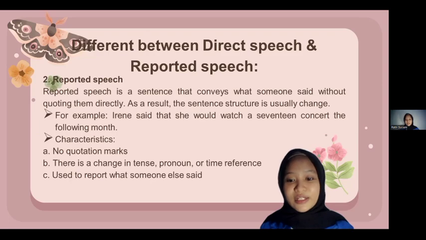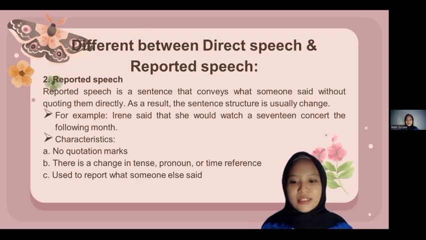And what about reported speech? Reported speech is a sentence that conveys what someone said without quoting them directly. As a result, the sentence structure is usually changed. For example, Irene said that she would watch a 17 concert the following month.